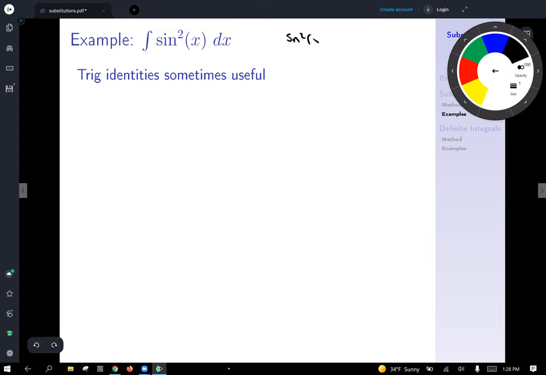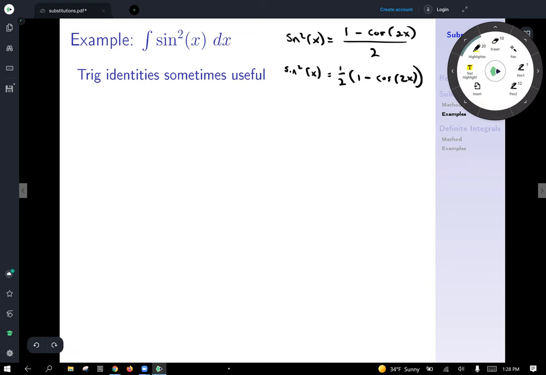Sine squared of x is equal to 1 minus cosine of 2x all over 2. Now, that's the way it's usually presented in trig textbooks. But you know what? Division played out. So let's write this as 1/2 times 1 minus cosine of twice x. Let's just go ahead and park this little guy right there. Not because it's a substitution, but just because it's going to come to play an important role in a lot of integrals at a point in this class.